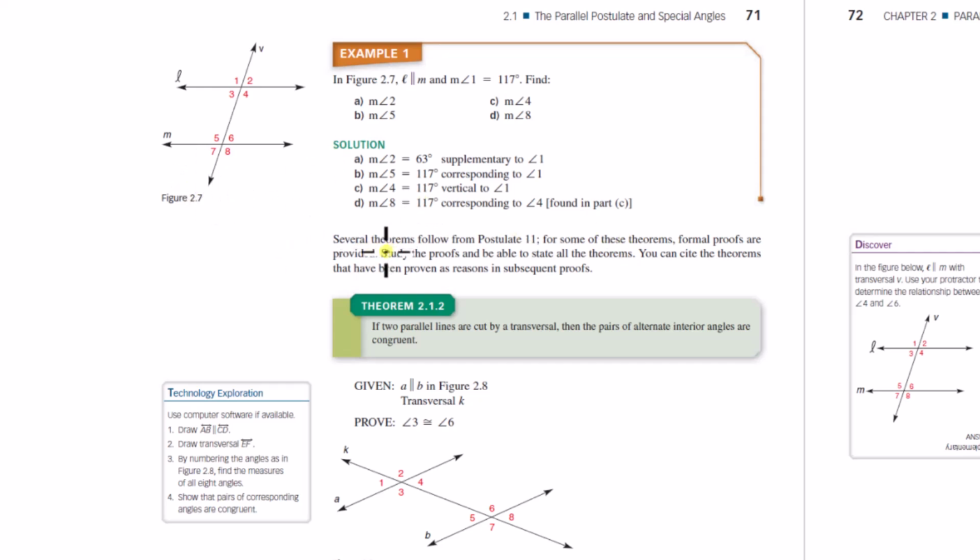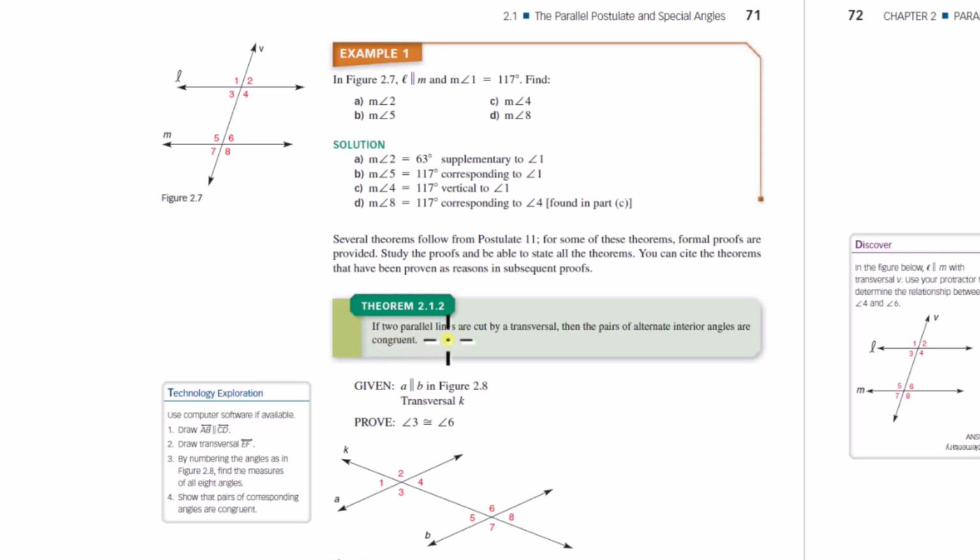All right, so several theorems follow from postulate 11. Postulate 11 was that the corresponding angles are congruent. For some of these theorems, formal proofs are provided. Right, because we're going to prove the theorems. Study the proofs and be able to state all the theorems. You can cite the theorems that have been proven as reasons in subsequent proofs. Okay, we're not going to go too deep into studying the proofs, but okay, theorem.